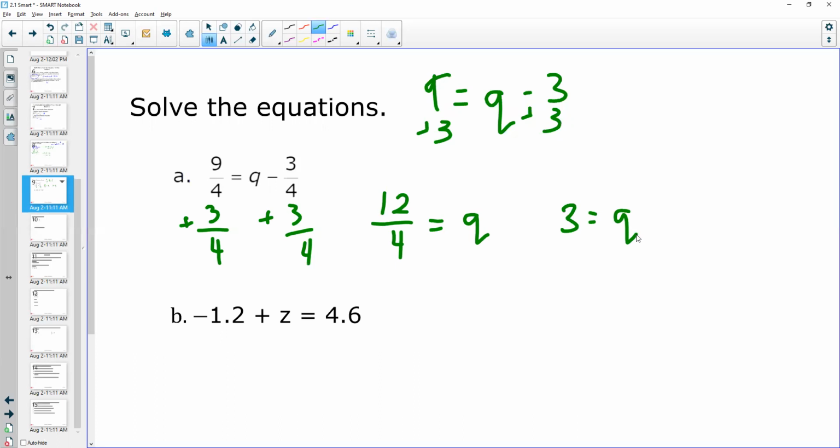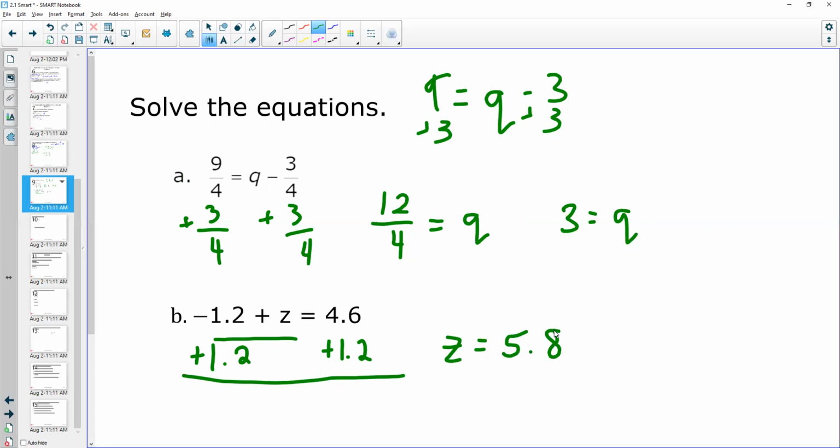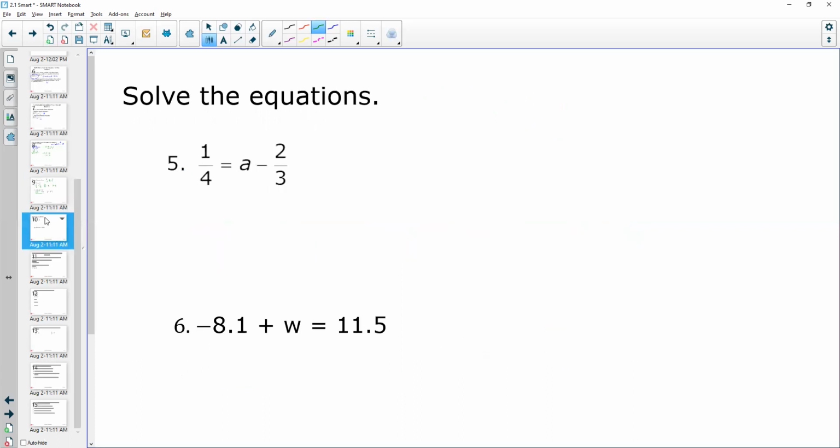The same thing is going to be true if I work with decimals. Now this one is kind of funky because it's an addition, but it's a negative. And the way I deal with a negative is to do its opposite. So I'm going to add 1.2 to both sides. Get the variable alone. So I get z equals 5.8. That's all there is. You try these two.